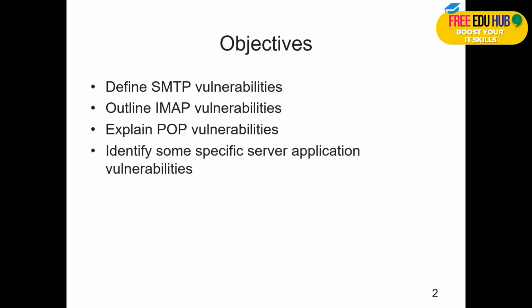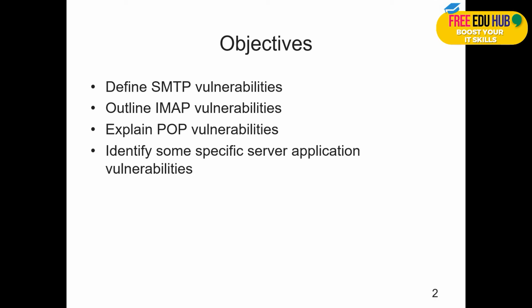So the objectives of this chapter are to define SMTP vulnerabilities. Now these are different protocols on an Exchange server. SMTP will be there for sure, always: Simple Mail Transfer Protocol. And then we will outline IMAP vulnerabilities and explain POP vulnerabilities. When we are setting up an Exchange server, we decide if we want to have POP, and the latest standard is POP3, and/or we want to have IMAP. The latest standard for that is IMAP4.